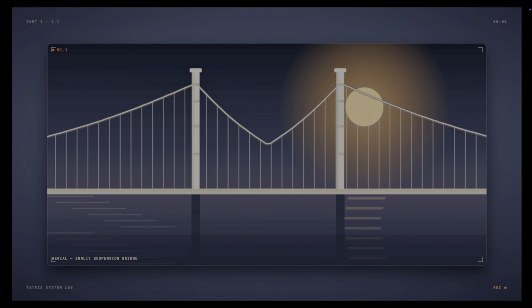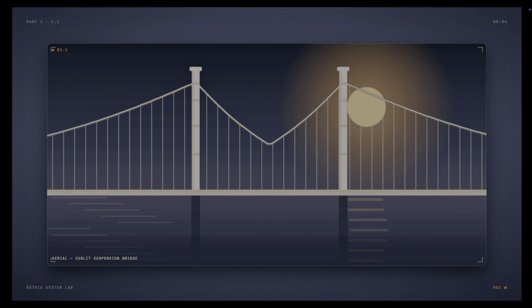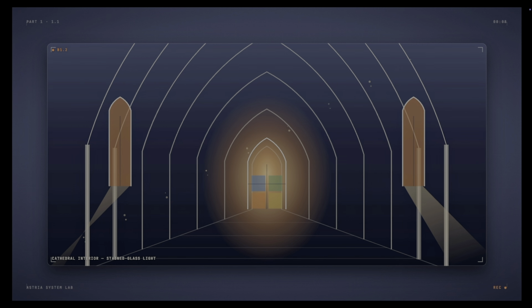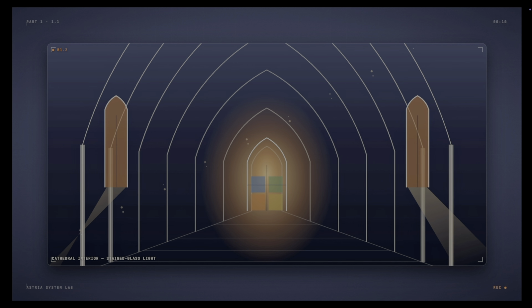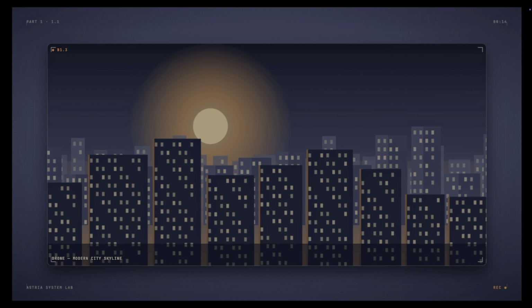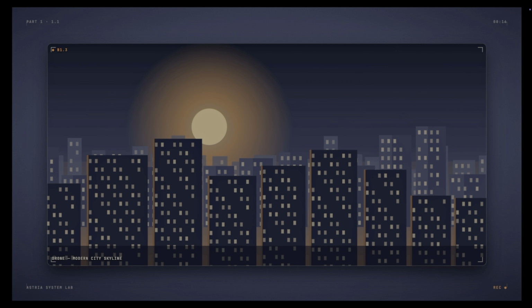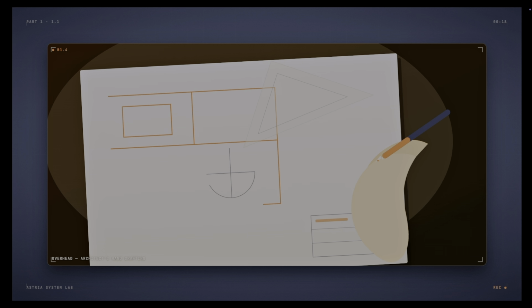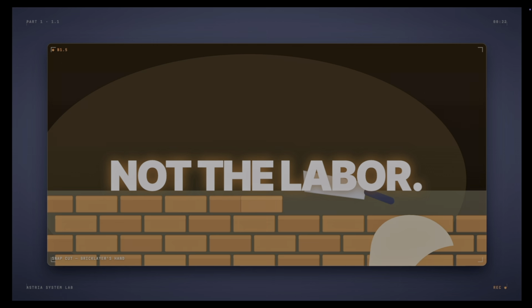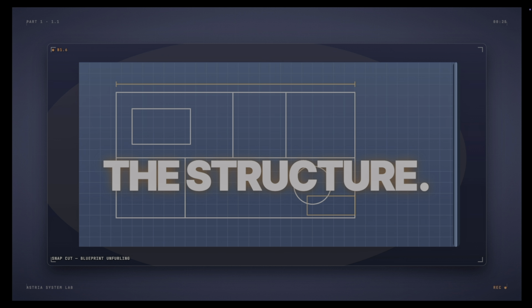Architecture is one of the oldest disciplines humans practice. Whenever something significant gets built, a bridge, a cathedral, a city, one person is responsible for its structure, not the labor. The structure, the architect.